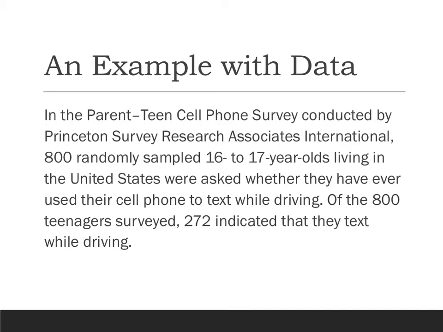So first of all, we have some numbers here that aren't going to mean anything. 16 and 17, those are just the ages. That's our population. We do have our sample size, and we have our number of individuals that meet a certain characteristic. So we have the two values that we need to get started.